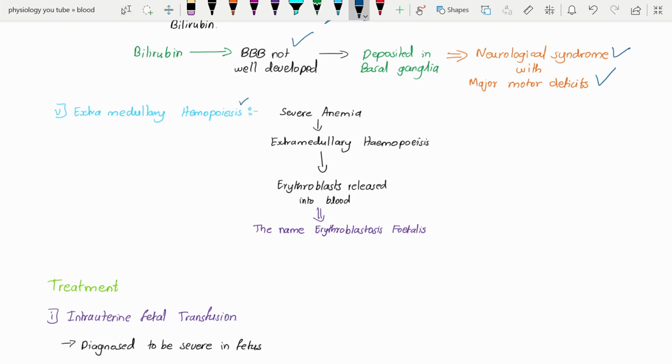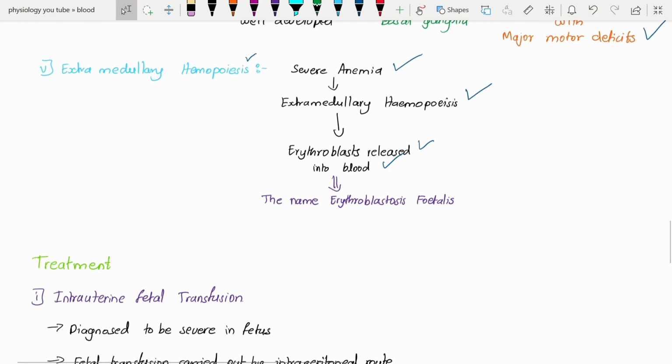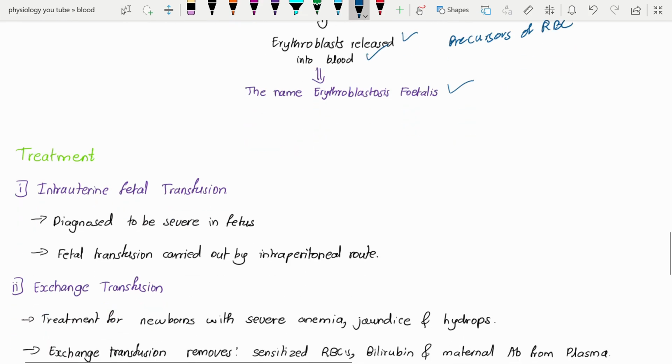And extramedullary hematopoiesis. As you know, there is a greater amount of hemolysis, so the medullary cavity is not sufficient to produce the blood, that is RBCs. So there occurs extramedullary hematopoiesis. When there is severe anemia, extramedullary hematopoiesis occurs, and erythroblasts are released into the blood. This is very important. Erythroblasts are nothing but precursors of RBC, and hence the name erythroblastosis fetalis.